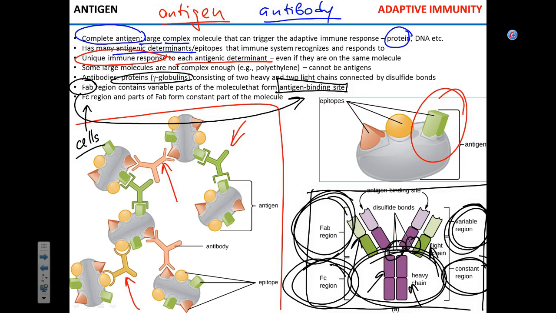Now, the FC region can bind cells of our immune system. Basically, that's it. Now, why is it constant? It has to be constant because the cells of our immune system, yeah, we have a limited number. We have T cells, we have some macrophages, and that's it. Make sense? So the FAB region has to be very variable to recognize a huge variety of antigens. The FC region is constant because it binds just a few kinds of cells. We clear?